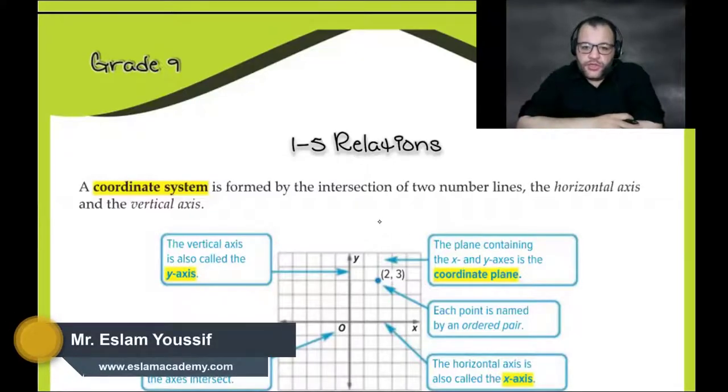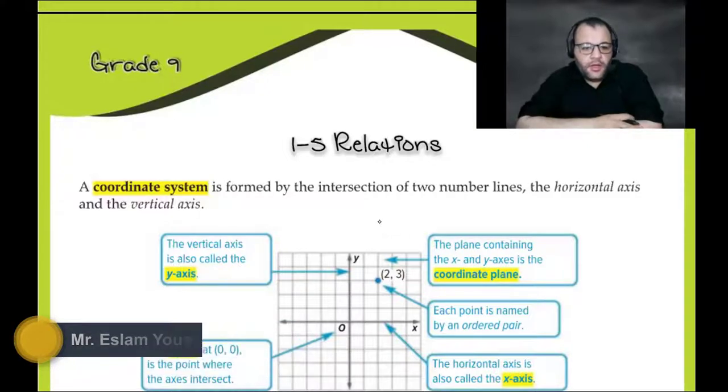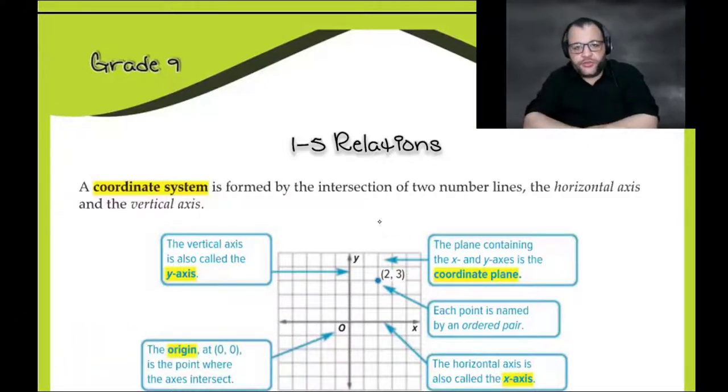Today, inshallah, I'll talk about relations, and that is the fifth lesson for chapter one. What is the meaning of a relation? A relation is the connection between two sets, X and Y. We have a relation between X and Y. One of the ways that we can represent a relation is by the ordered pair.